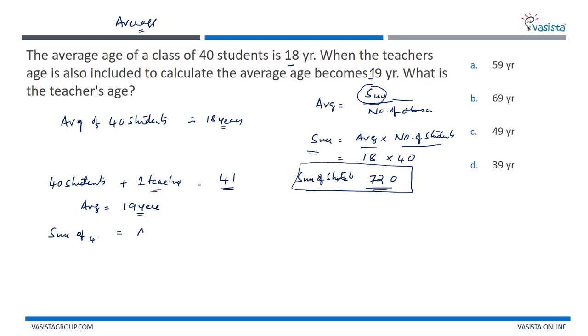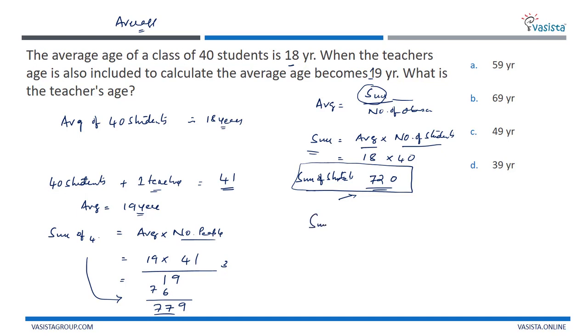is equal to average into number of people. Correct? Average is equal to 19 and number of people is 41. Just multiply it here. 1 9s are 9, 1 1s are 1, 4 9s are 36, 3 carry, 4 1s are 4 plus 3, 7, 9, 6 plus 1, 7 and 7. This is the sum of 41, and this is the sum of 40.